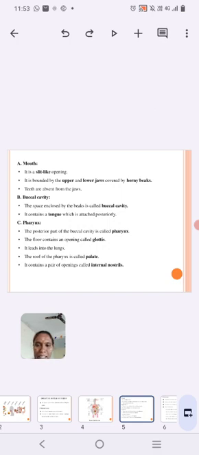Next is the pharynx. The posterior part of the buccal cavity is called the pharynx. The floor contains an opening called the glottis. It leads into the lungs. The roof of the pharynx is called the palate. It contains a pair of openings called internal nostrils.